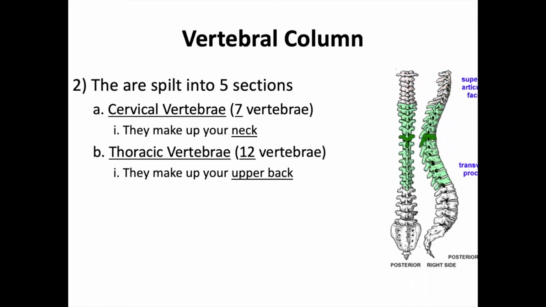Then your thoracic vertebrae, there are 12 that make up your upper back. This picture doesn't show it, but this is where your rib cage is.